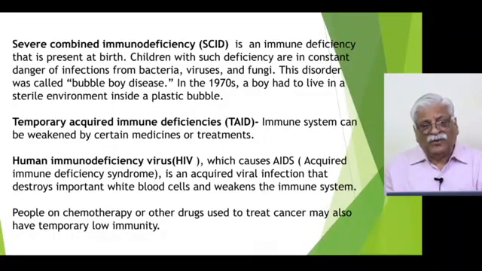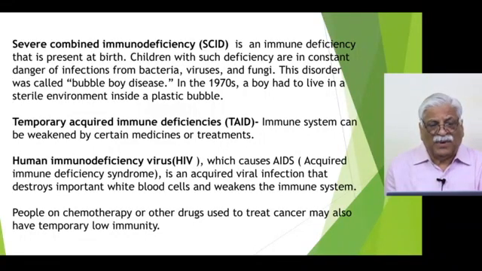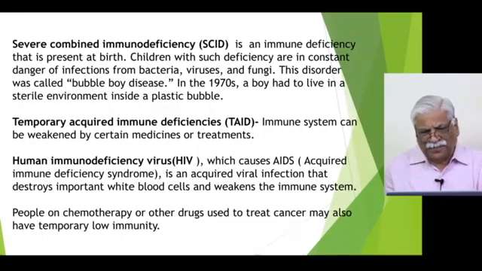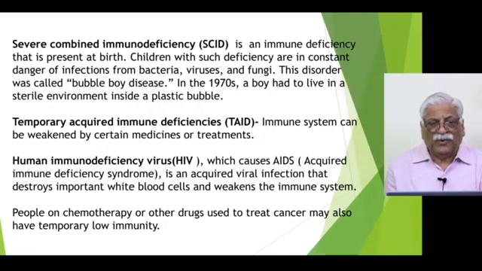Temporary acquired immune deficiencies, also known as TAID, is basically when the immune system can be weakened by certain medicines or treatments. The cancer medicines which are given to the patient always reduce or weaken the immune system, and therefore immune activities are given from outside along with the medicines so that your immune system remains constant.